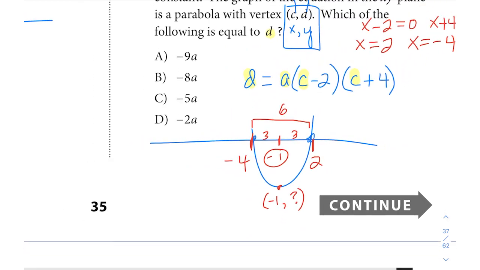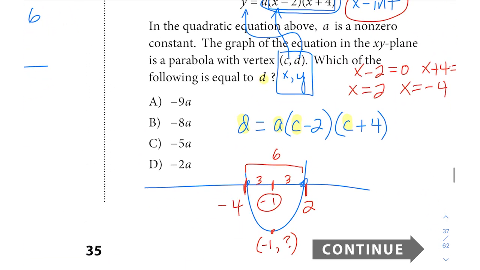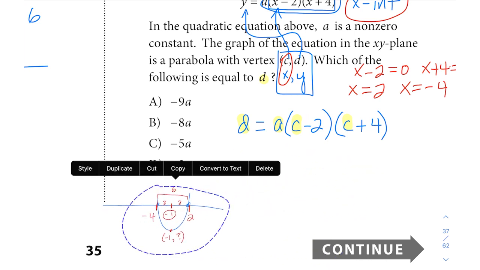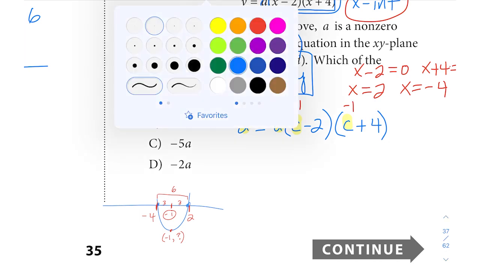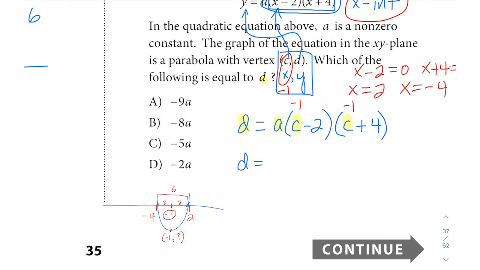We don't have to know the y value for this, but if we know the x, then we can plug that in, because remember, in this question, x and c are going to be the same thing. So here we have a negative 1 x value for that vertex, which basically means that instead of writing it out like this, I'm going to leave this image here, but minimize that and move it over, and we're going to just plug in a negative 1 in place of c, or you can think of it as in place of x. That's going to be our vertex. So when they say vertex, we're really doing d equals a times negative 1 minus 2 and negative 1 plus 4.